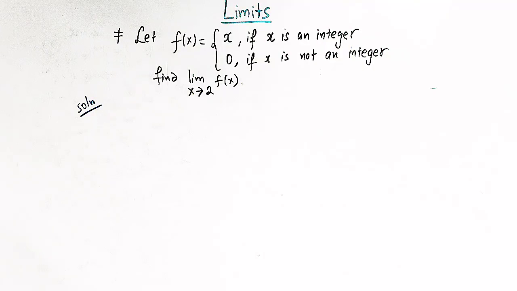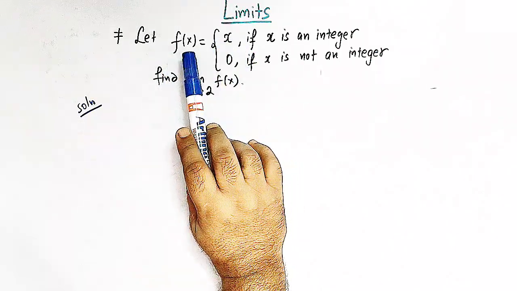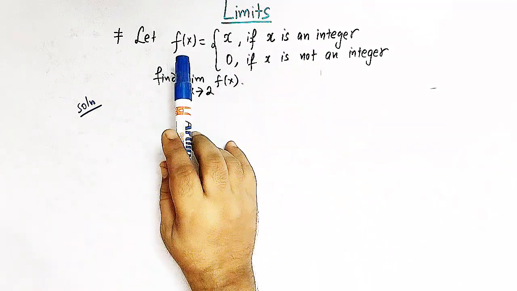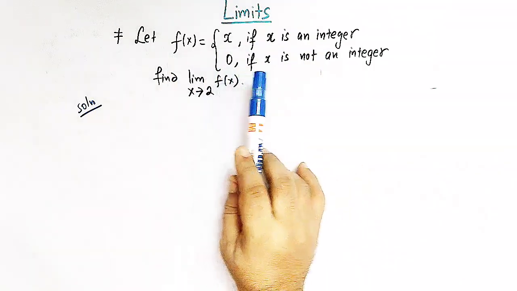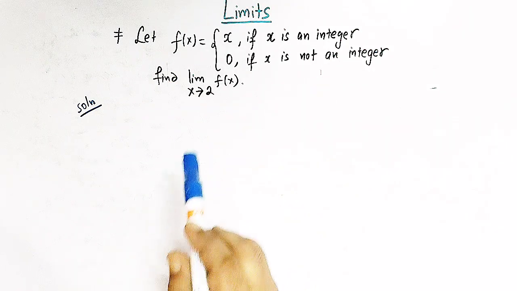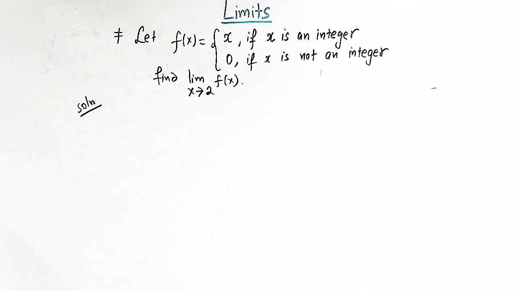Hello viewers, in today's session we are going to discuss another very important and conceptual problem from limits. Here we are going to discuss this problem in which a function f of x is defined as f of x is equal to x if x is an integer, and f of x is equal to 0 if x is not an integer, and we have to find the limit x tends to 2 f of x, right?